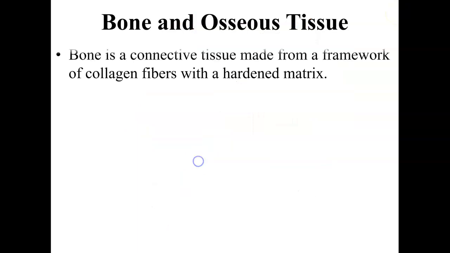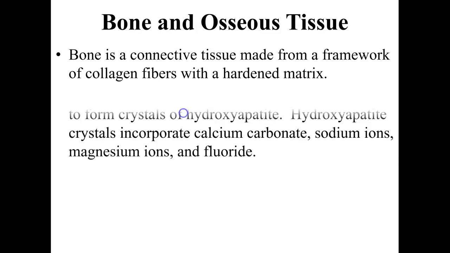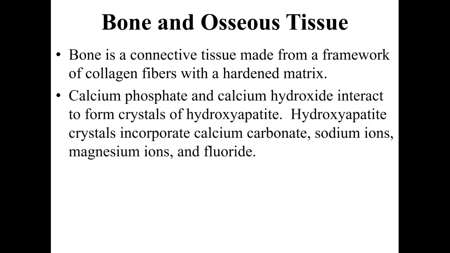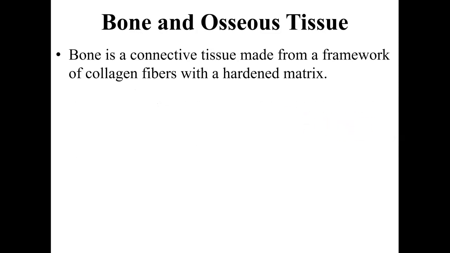So bone and osseous tissue. Bone is going to be a connective tissue that's made from a framework, like we said, of collagen fibers with a hardened matrix. And that hardened matrix is going to be the calcium and phosphorus. So that calcium phosphate is how it's found, and calcium hydroxide are going to interact together with each other, and then they're going to crystallize. And when they crystallize, they're going to form hydroxyapatite. The hydroxyapatite crystals are going to be incorporated into that calcium carbonate, sodium ions, magnesium ions, and fluoride in order to make up the hard structure of the bone. So mainly, remember that hydroxyapatite.